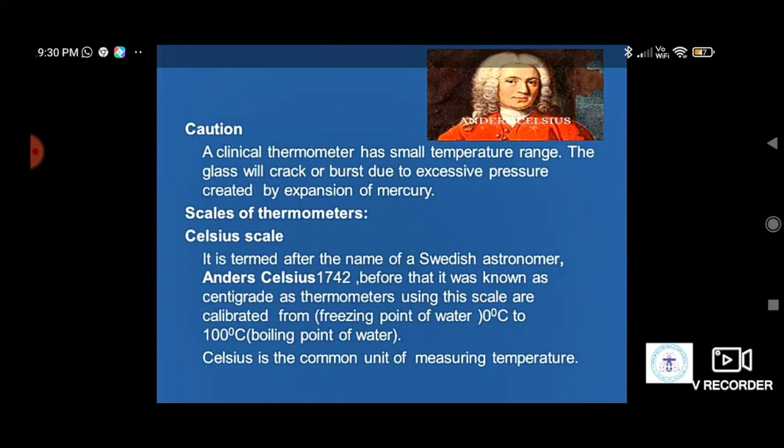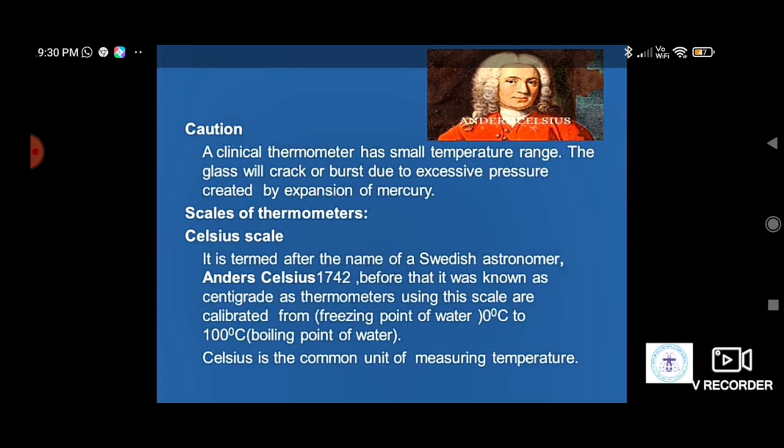So, what is the question? A clinical thermometer has a small temperature range. The glass will crack or burst due to the excessive pressure created by the expansion of mercury.